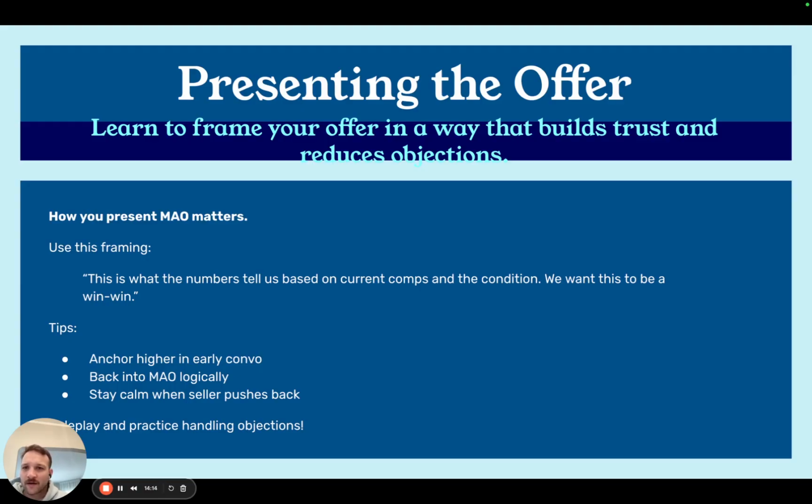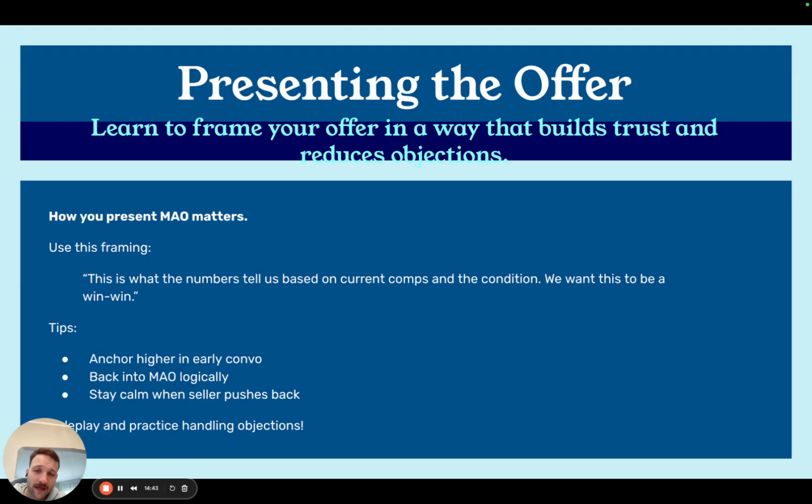We have to anchor higher in an early convo. I would say, anchor lower actually. So I'll fix that. We have to back into the MAO logically, and then obviously stay calm when the seller pushes back. And then what we'll do is we'll role play and practice handling objections. When we make an offer, we're basing it off their motivation, what they told us, and the impact it would have.